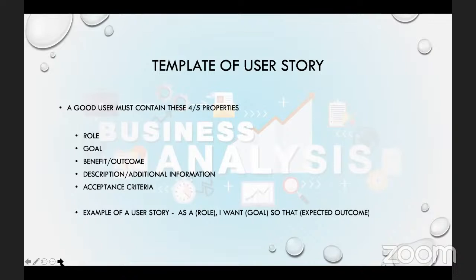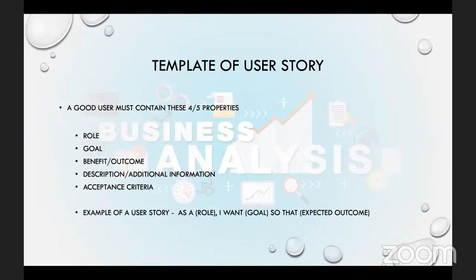So every user story, you need to see the role, okay? Number 1, you need to see the role. Number 2, you need to see the goal, okay? You need to see the goal as well. That is number 2. Number 3, you need to see the benefit or the outcome, right? You need to see the benefit or the outcome.